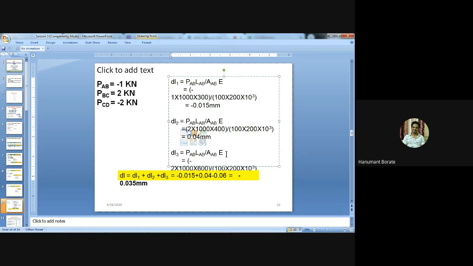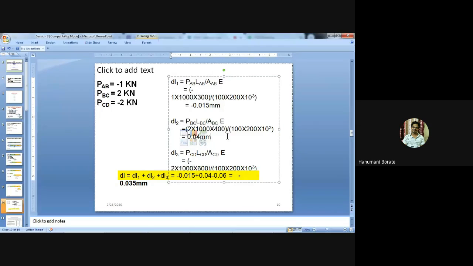And delta L3, again using the basic equation delta L equal to PL by AE, but we need to take the force in member CD, the length of member CD, and the area of member CD.